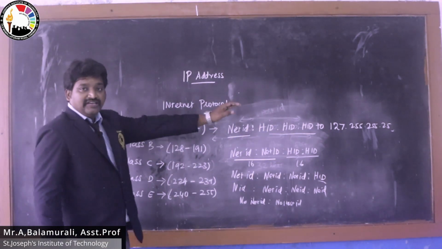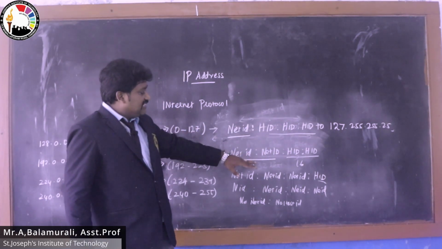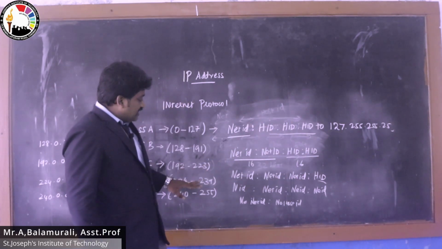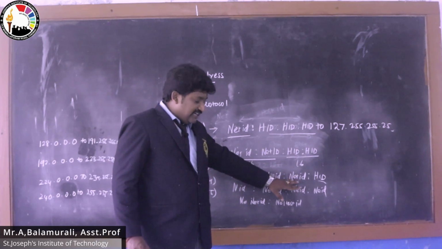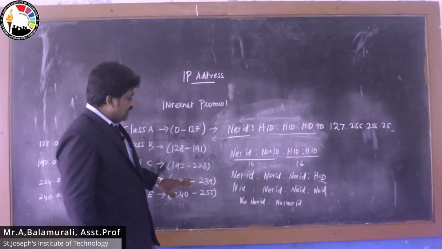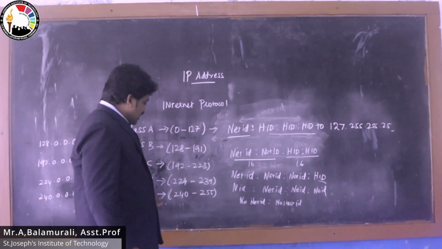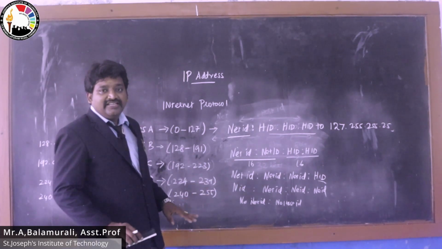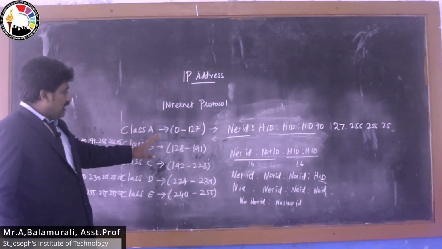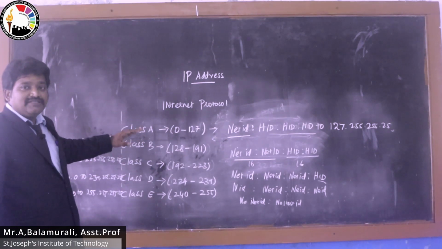Okay, Class A totally we have only 8 bits of net ID, remaining 24 bits are host ID. Class B only 16 bits, 2 partitions are allotted for net ID, 2 partitions are allotted for host ID. And then Class C, 3 partitions are going to be allotted for net ID and only 1 partition for host ID. And remaining Class D, all partitions are allotted only for net ID. And the next one is Class E, they don't have net ID and host ID. Okay, so this is the overall basic objective of IP address. So I explained IP address, objective and types of IP address.